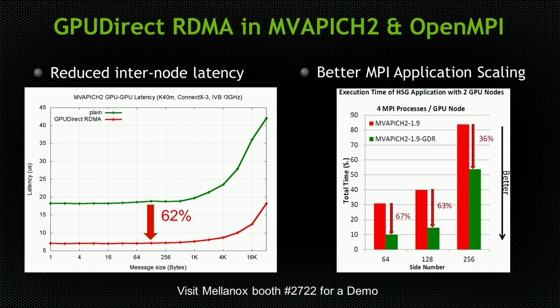What that does is dramatically reduce the latency, and the result is better MPI application scaling, as shown on the right. Here you can see we have a 62% reduction in GPU to GPU latency, and then better MPI scaling. When CUDA 6 releases, this will be available in NVBLAS 2 and OpenMPI on top of the Mellanox OFED stack. If you'd like to see a demo of this before they shut down, visit the Mellanox booth.